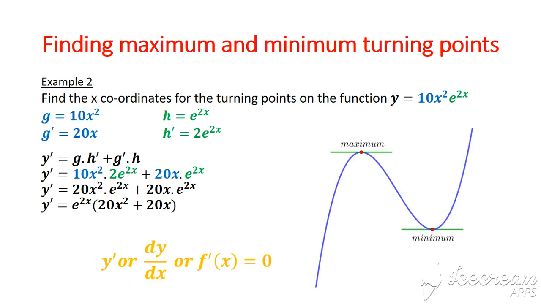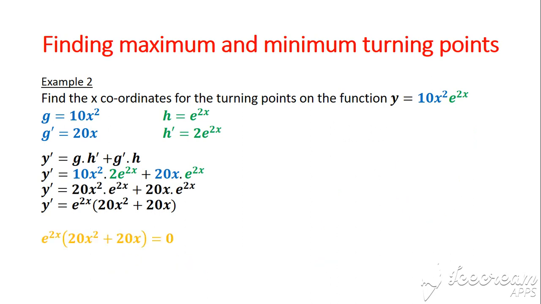Right, now we know that a turning point occurs when the gradient rule is equal to 0. So what we're going to do is put the gradient rule equal to 0. And when we have two things times together equal to 0, either the first thing, e to the power of 2x is 0, or the second thing, 20x squared plus 20x equal to 0.